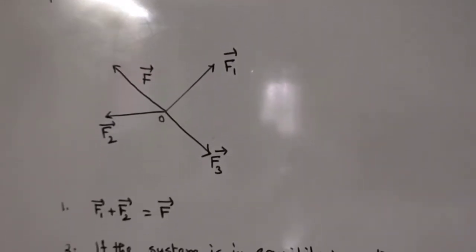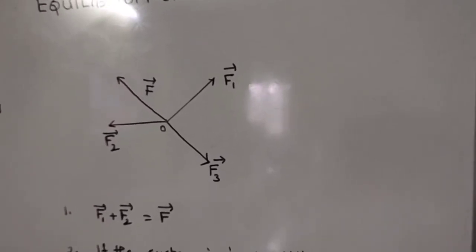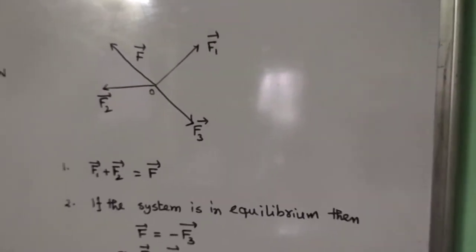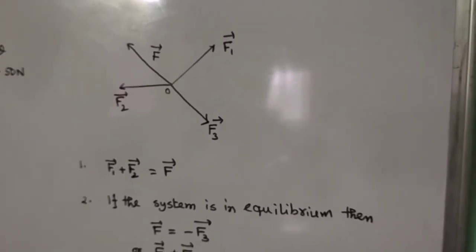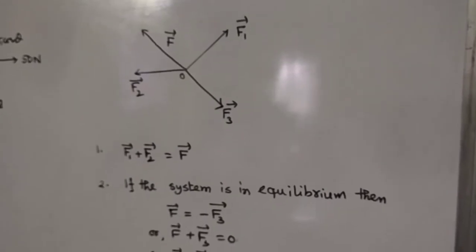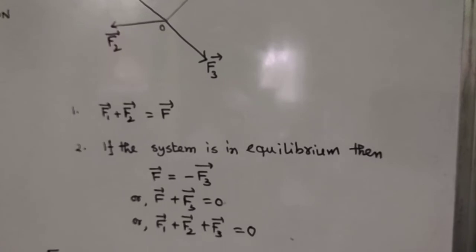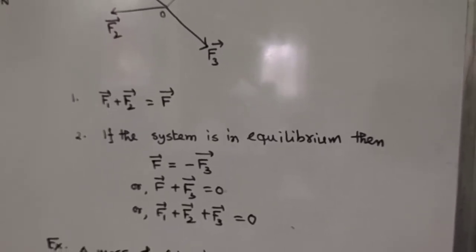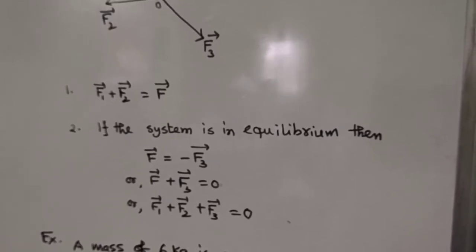So what you can write here, F1 vector plus F2 vector equal to F vector by the vector sum property. And if the system is in equilibrium, then F vector equals minus F3 vector. Two forces are equal in magnitude but oppositely directed. That's why we have written F vector equal to minus F3 vector. So if you take F vector and F3 vector on the same side, then F vector plus F3 vector equals 0. So for F vector you can write F1 vector plus F2 vector, and F3 vector is already there.